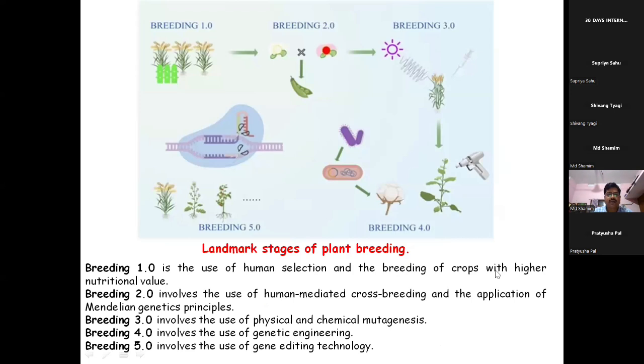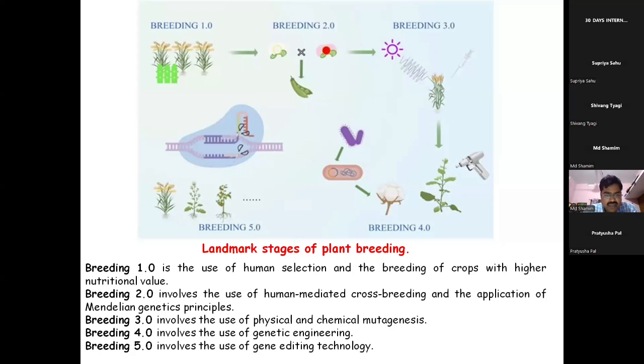This slide shows the landmark stages of plant breeding approaches. Basically, these breeding approaches have five different landmarks. The first is what I discussed in the previous slide: the selection and breeding of crops with higher nutritive value. The second involves human mediated cross breeding, that is, simple hybridization and its application. The third is physical and chemical mutagenesis, and now there are specific changes with the TILLING and EcoTILLING methods that scientists have developed.